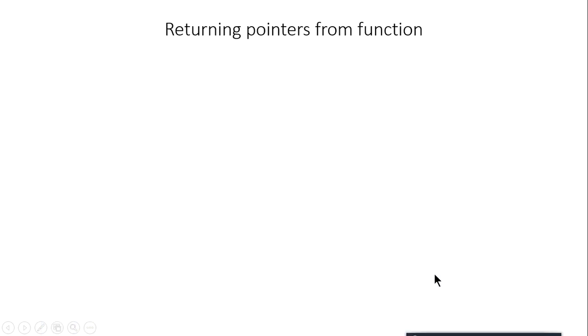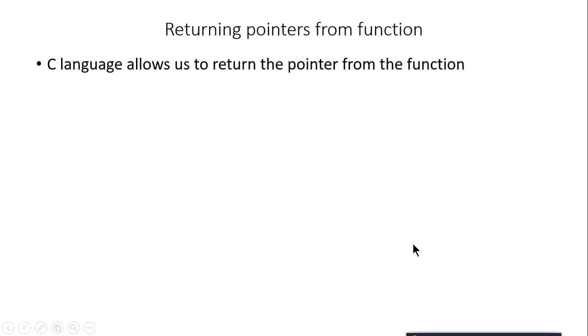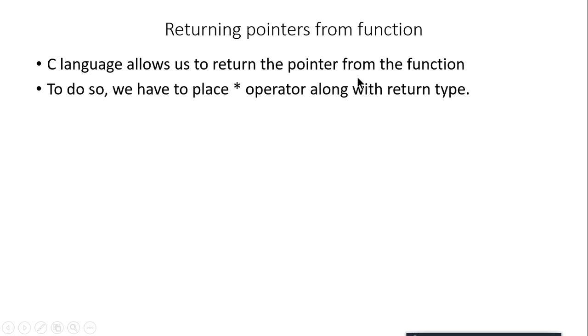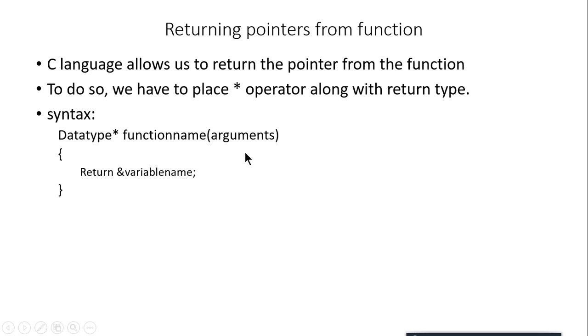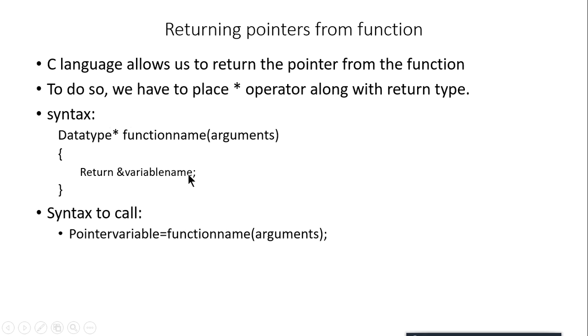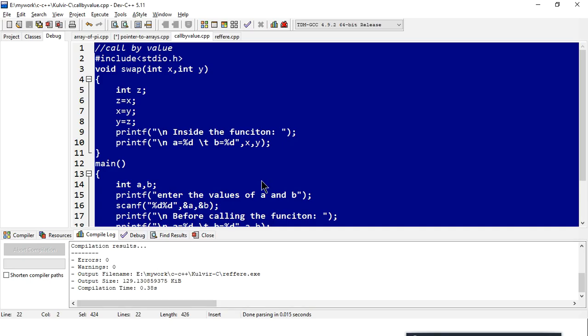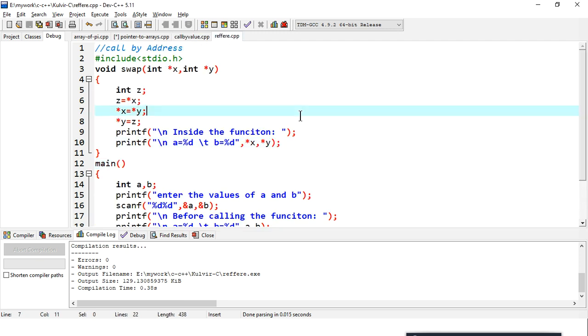So let's study the next topic now, returning pointers from functions. The C language allows us to return a pointer from a function as well. To do so, we have to change the return type from a basic data type to a pointer using the star operator. When we call a function which returns a pointer, we have to receive its returned value in a pointer variable. Now let me try to do this for you.